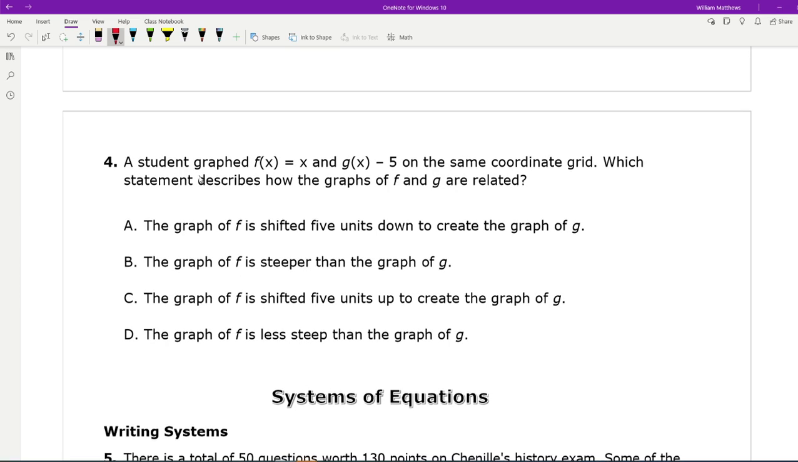Problem number 4 says a student graphed f of x equals x, that is our parent function, and g of x equals x minus 5 on the same coordinate grid. Which statement describes how the graph of f and g are related? Now this minus 5 is dealing with our b value, which if we were to go back to our notes, states this is a shift up or down. In this case, because it's negative 5, we're going to shift down 5.